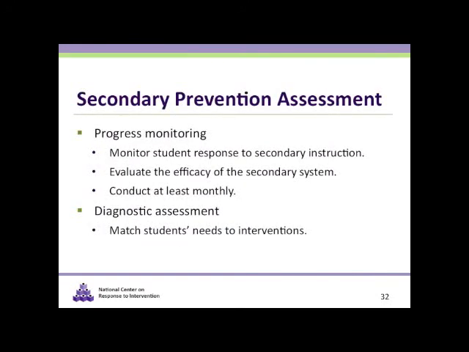Progress monitoring data and diagnostic assessments are important when developing a data-driven secondary system. These tools can be used to monitor student response to secondary instruction and evaluate the efficacy of the secondary system, and should be conducted at least monthly. Diagnostic assessments are used within a secondary prevention system to match student needs to interventions. Let's look at how these data inform decisions at the secondary level.